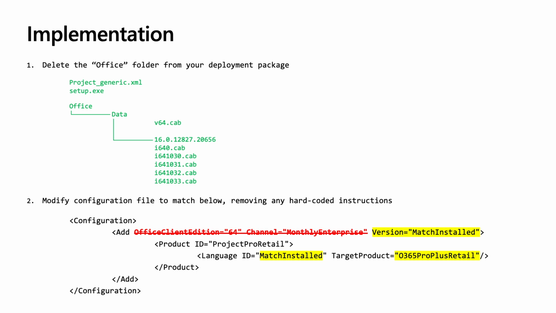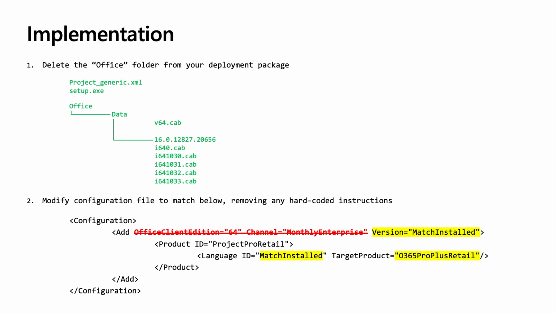So we are deleting the reference to the Office Client Edition. So we are not hard coding that it's a 32 or 64-bit install. If we don't specify it, setup will check what is already on the box and use this information. If it's a 32-bit install, it will perform a 32-bit install. If 64-bit is already installed, it will perform a 64-bit install. The same goes for the update channel. So remove the hard-coded channel, and then setup will look at the existing install and just carry forward this information.